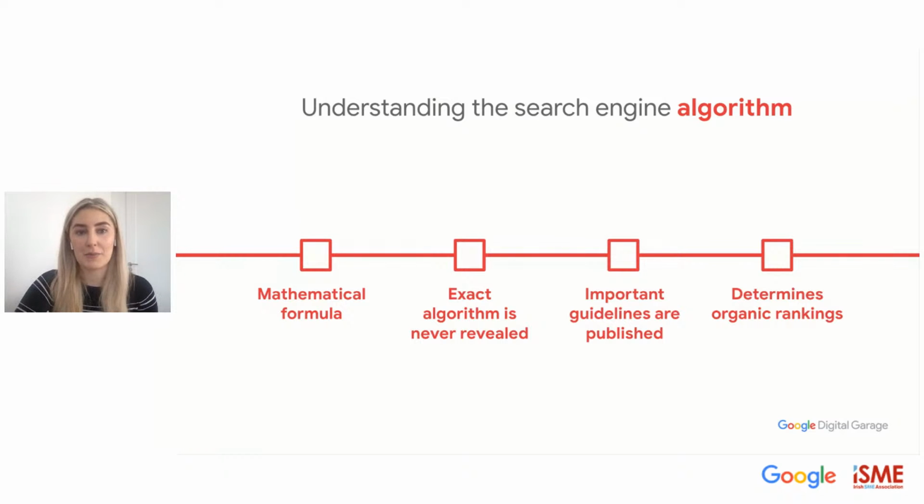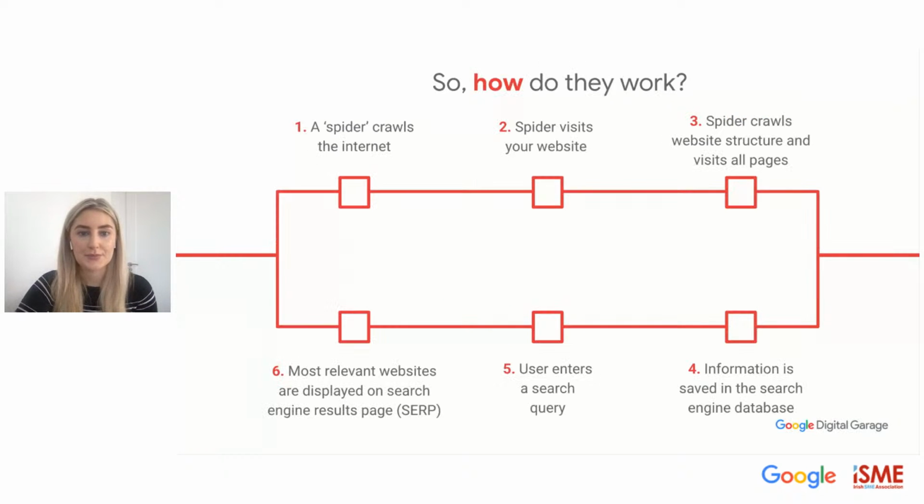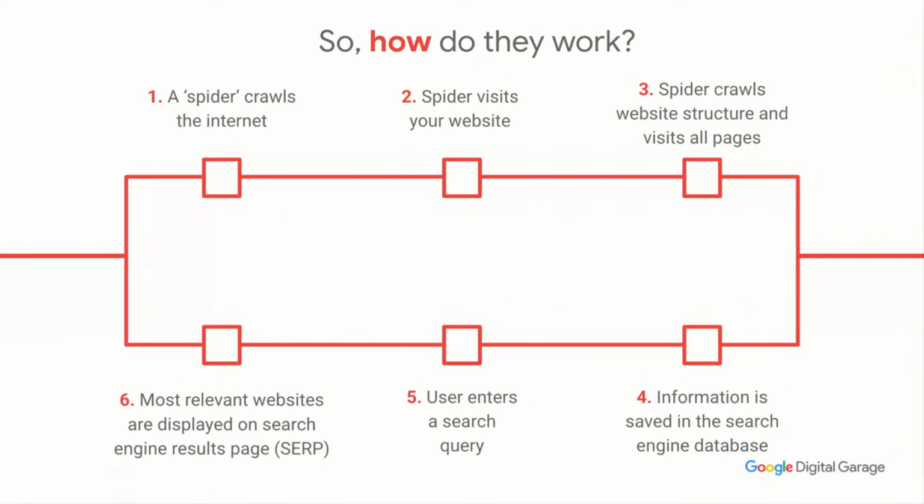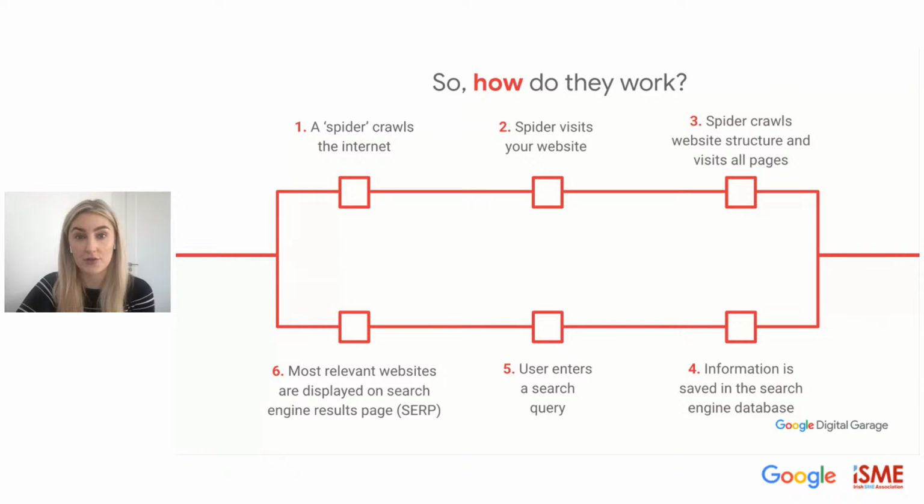But what does the algorithm look like in practice? So if we take a look at how they actually work, firstly, the spider crawls the internet. Secondly, it visits multiple sites. Thirdly, the spider crawls the website structure and visits all the pages. Next, the information it collects is saved in the search engine database. Then a user comes along and enters a search query, and the most relevant websites are then displayed on the search engine results page.